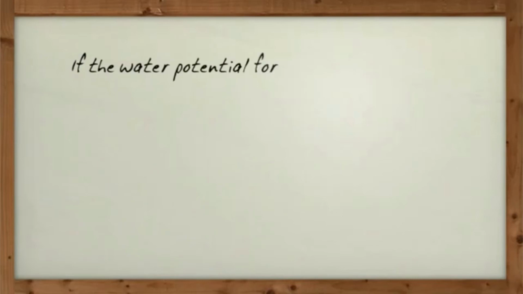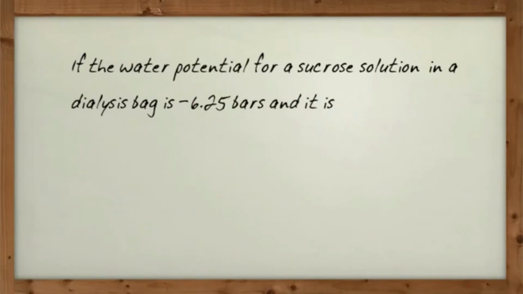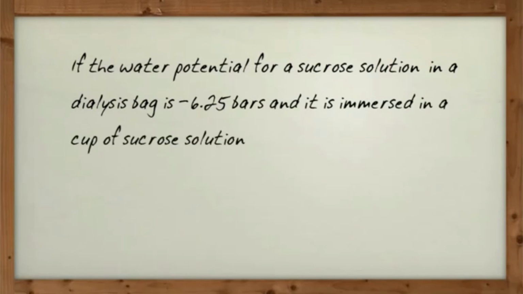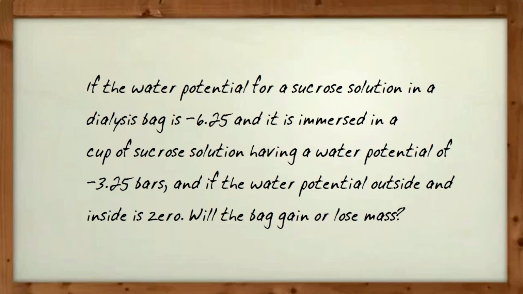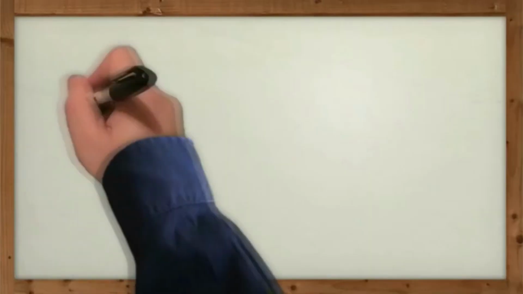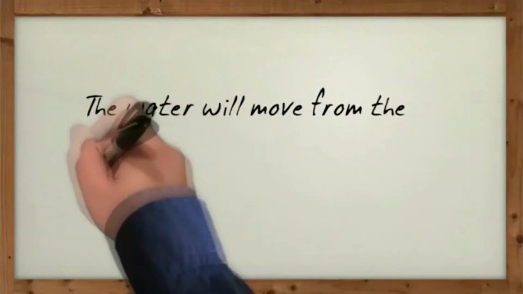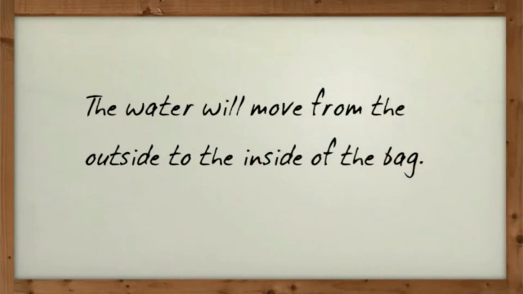If the water potential for a sucrose solution in a dialysis bag is negative 6.25 bars and is immersed in a cup of sucrose solution having a water potential of negative 3.25 bars, and if the water potential inside and outside the bag is 0, will the bag gain or lose mass? Explain your answer. Because the water potential of the sucrose solution inside the bag is lower than that of the sucrose solution outside the bag, the water will move from the outside to the inside of the bag.